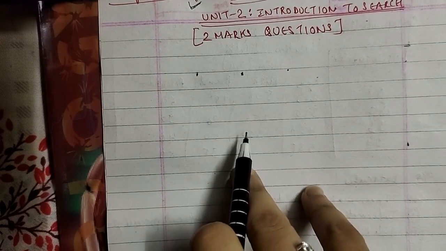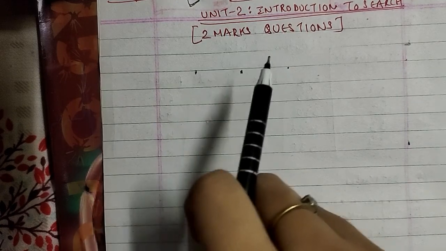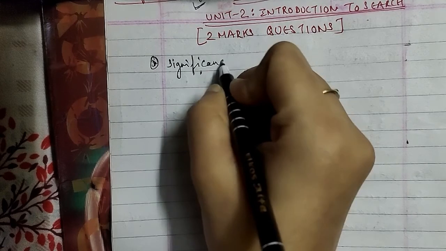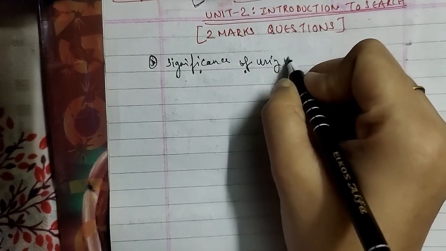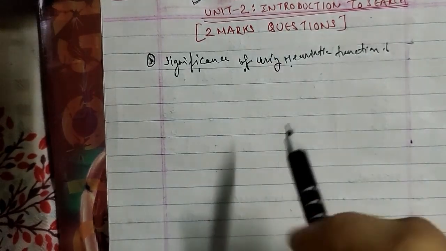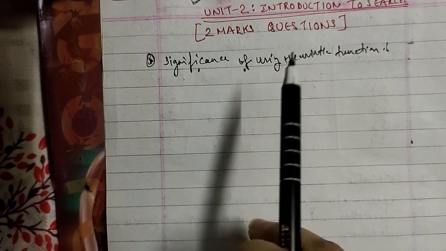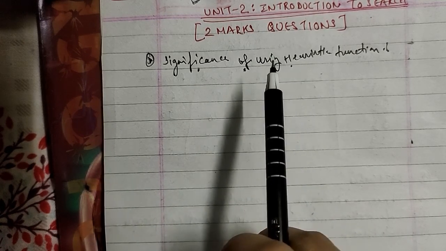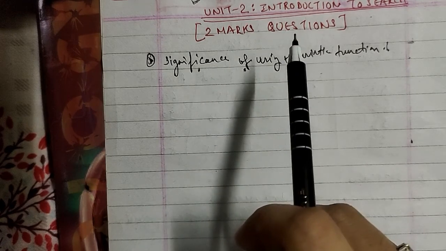Now we'll go ahead with the introduction to search here. That is, the question is: state the significance of using heuristic functions. That is what we have to discuss here. The heuristic function is a way to inform the search about the directions to a goal. It provides an informed way to guess which neighbor of the node will lead to a goal. The heuristic function helps to guide the search process in the most profitable directions by suggesting which path to follow when more than one path is available.